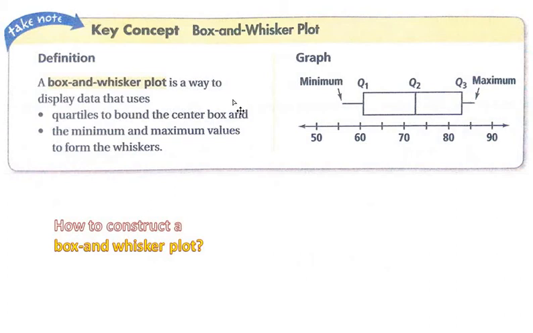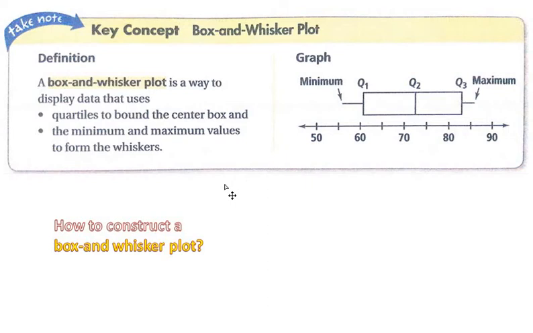In math, we mostly prefer to deal with plots because they give a better representation of the information. One of these important plots is the Box and Whisker Plot. This plot is a way to display data that uses quartiles, the first, the second, the third, and the minimum and maximum values of a set.